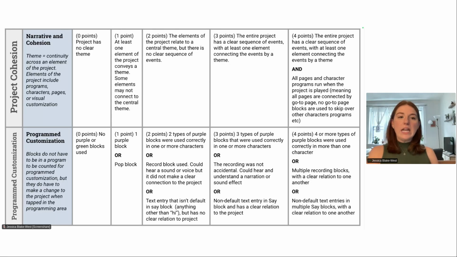Last two, narrative and cohesion. I already spoke about this with defining theme, but essentially we're looking at this progression of a random project where the pages aren't connected or the events aren't connected, all the way through to a project that has a clear narrative and continuity throughout. And there is a wide range in between. And this one, I encourage you to make more specific to your class setting.